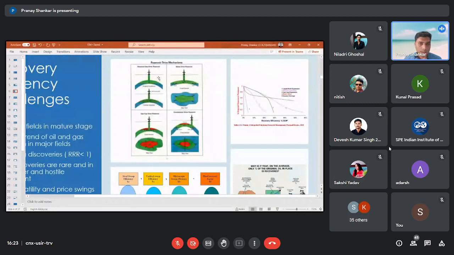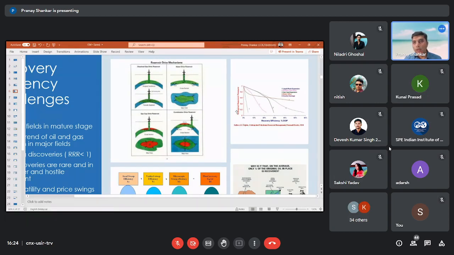I'm sure again you would have read about the different types of drive mechanism, like dissolved gas or solution gas, water drive, gas cap drive, or combination drive. These are various types of drive mechanism that you will experience in any field. And depending on the type of drive mechanism, you will have different types of pressure depletion and recovery efficiency.